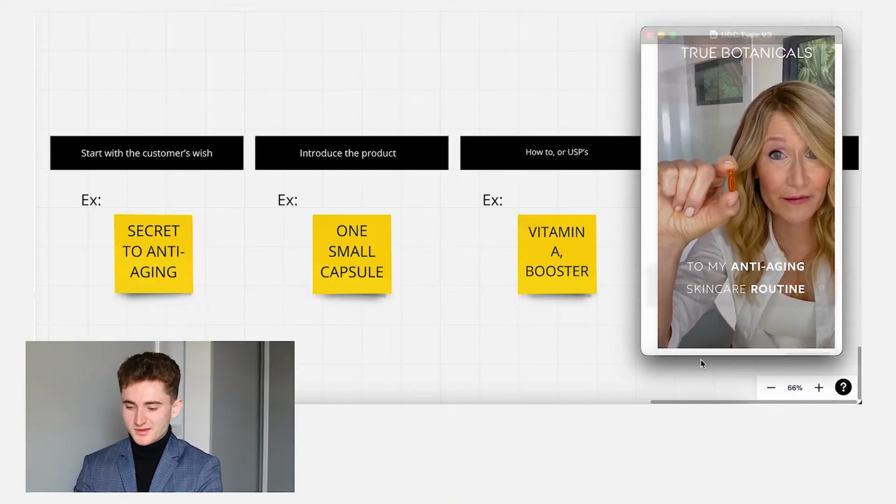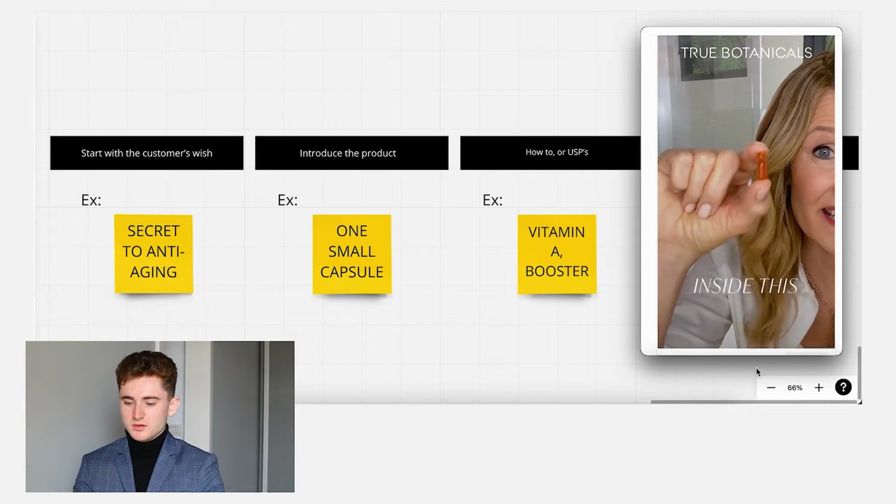So the benefit, the customer wish, is the secret to anti-aging. Now for this marketplace, who doesn't want to look young for their entire life? Everyone wants that. So that's why it looks like a magic pill. And in marketing, things that are easy and fast, people are very interested in all those kinds of magic things.